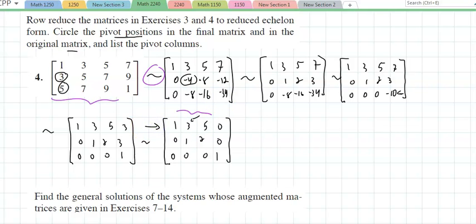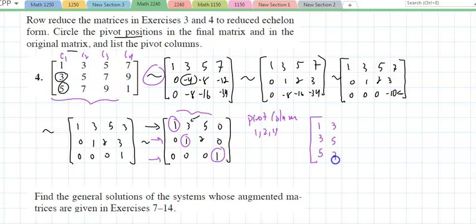In this, let me use different colors. In this, do you see the 1 is right there? The 1 is right there. Do you see where the 1 is here? It's very important you get that. So, pivot columns 1, 2, and 4. This is column 1, this is column 2, this is column 3, and this is column 4. So if I go ahead, I'm going to go back to the original.